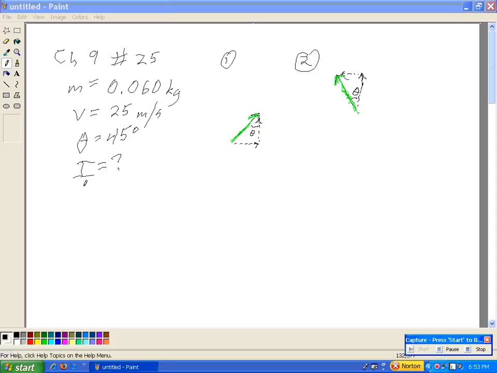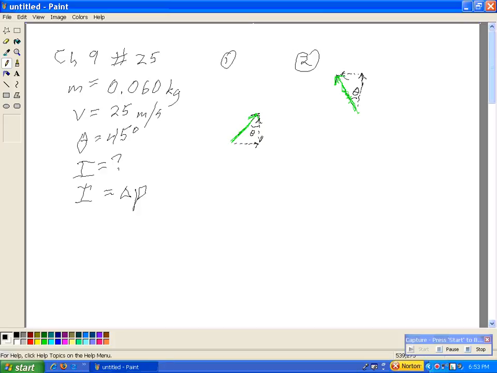Well, the formula for impulse is the change in momentum. So we need to find the change in momentum. So, first of all, let's look at this in terms of x's and y's. If we look at the x, first it's going to the right, and then it goes to the left. So there's a change in direction, so that's going to be a change in velocity.